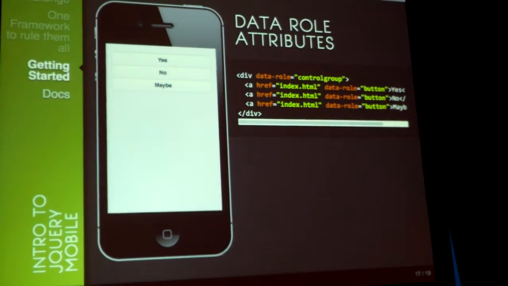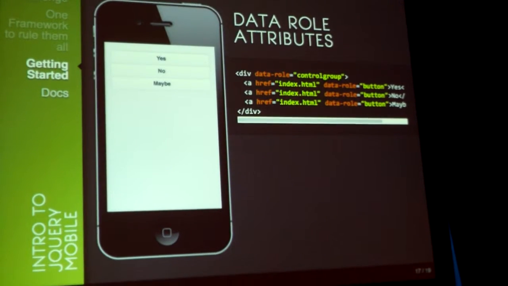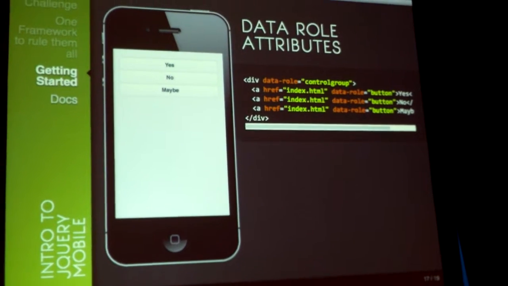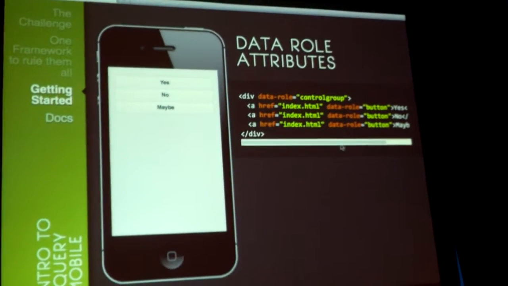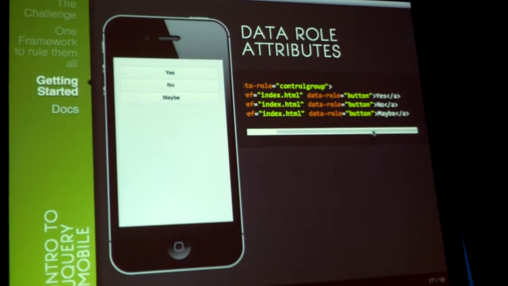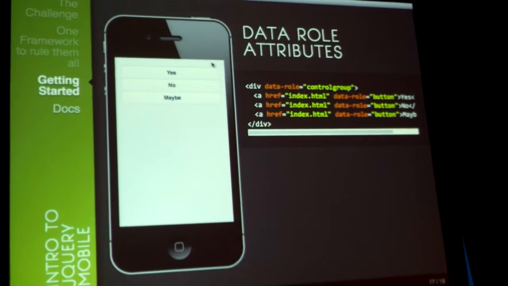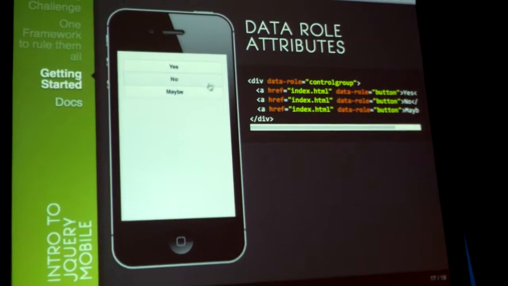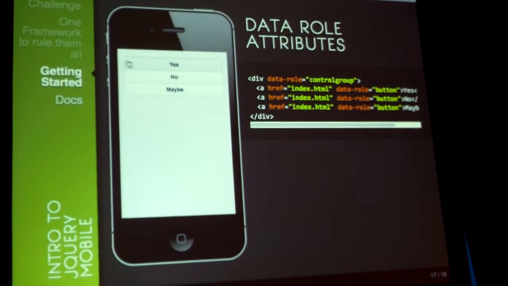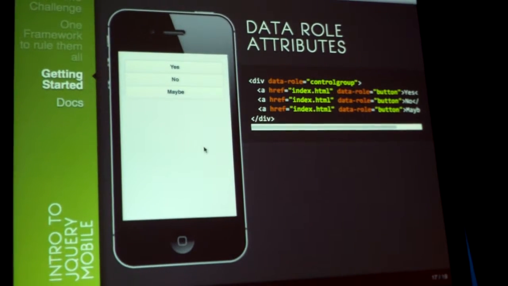And so with a few data role attributes, we're just describing the elements that we have on the page. In that wrapper div, we tell it that this group of buttons is a control group. And then we have three buttons within that. So we provide data role attributes that say these links should be buttons. So data role button. And because we have this control group, we get a nice collection of buttons that are all together. And they are styled appropriately with rounded corners around all of them. So all that just comes out of adding these simple data role attributes to your markup.